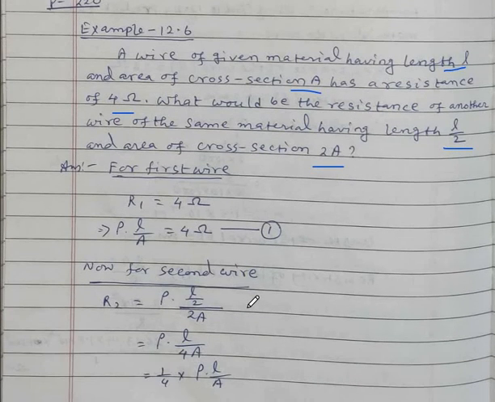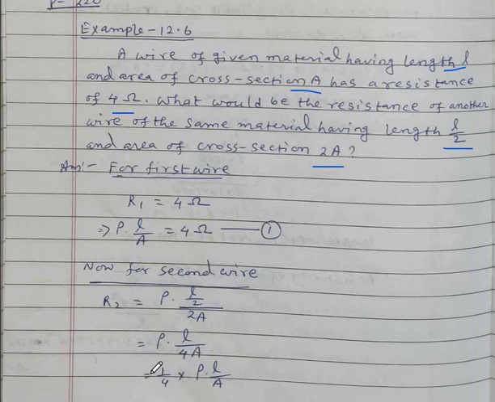Now for the second wire, we need to calculate the resistance. So R2 is equal to rho into L by A. But here the length of the conductor is given as L by 2 and the area of cross section is 2A. So for the second wire, R2 is equal to rho into L by 2 divided by 2A. So rho into L by 2 into 2A, that is rho L by 4A.